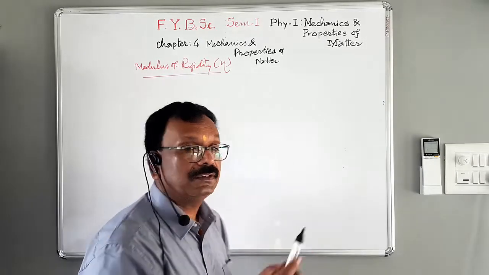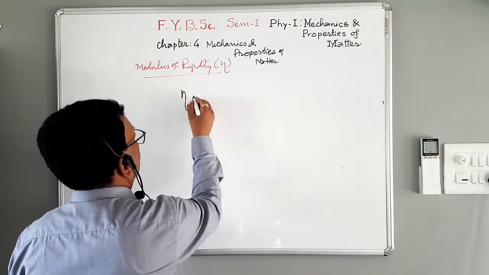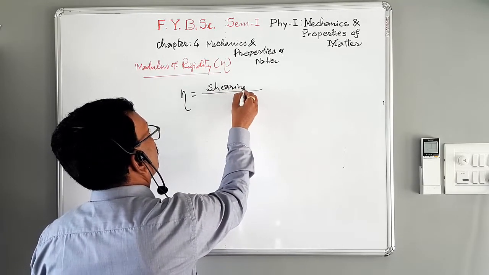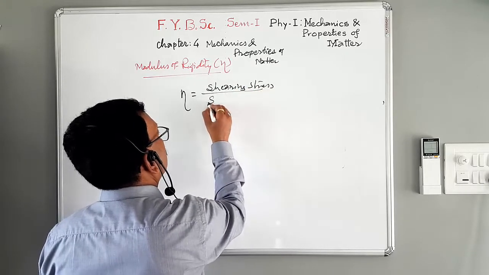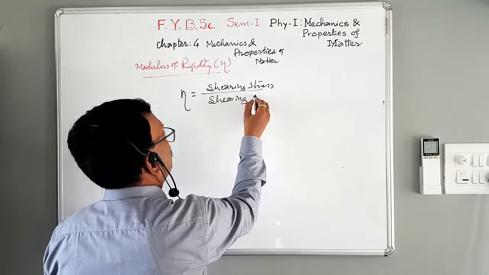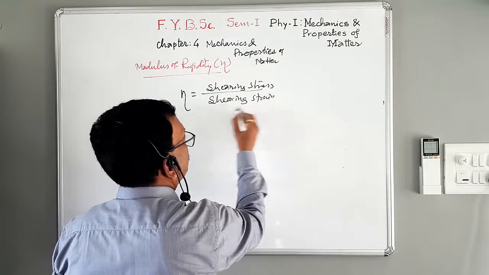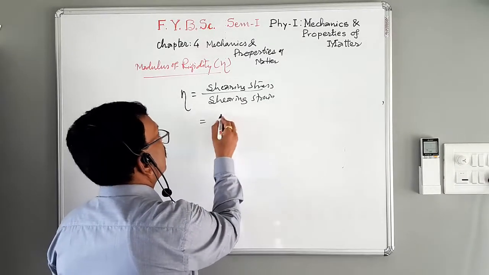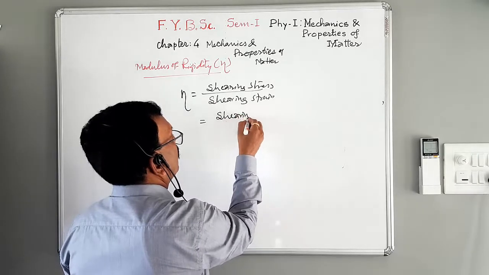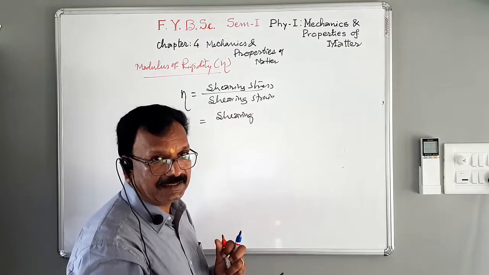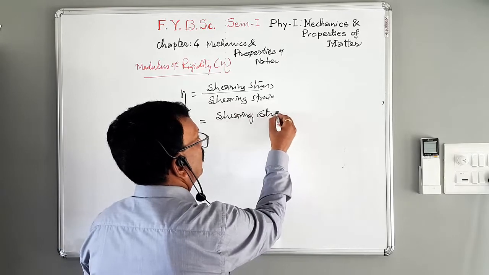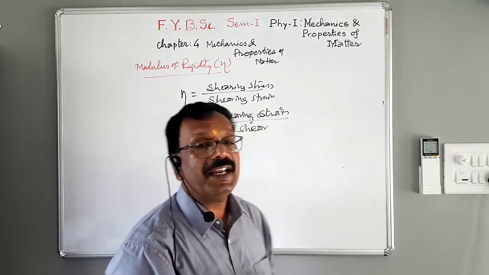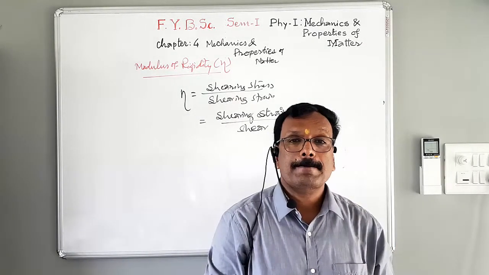Again it is a ratio. Modulus of rigidity is the ratio of shearing stress upon shearing strain. Most of the time shearing strain is simply called shear, and hence the modulus of rigidity is shearing stress upon shear. In this way we can define the modulus of rigidity.